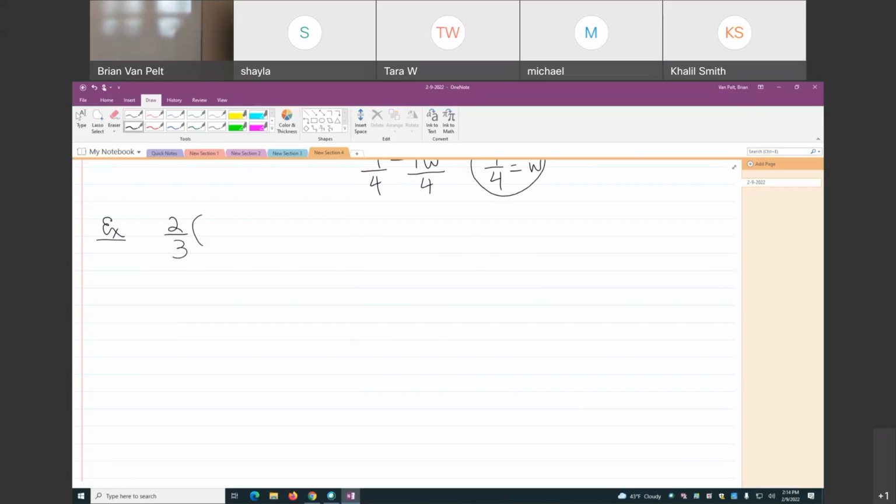So we have 2/3 times 5z minus 2, minus 4/9 times 3z minus 2, equals 2z.